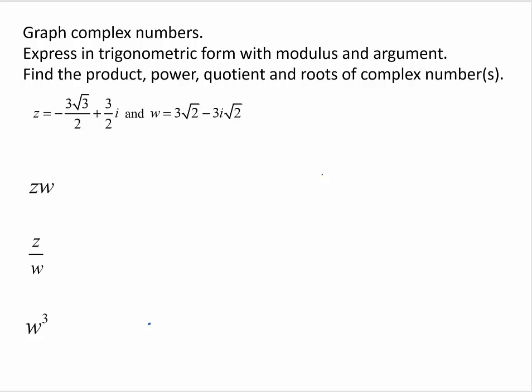Okay, we need to be able to graph complex numbers, express them in trigonometric form, and then use the theorems for finding their product, powers, quotients, or roots. So let's start with graphing. I'm going to graph them up here at the top because I just don't have a lot of room on this slide for everything.